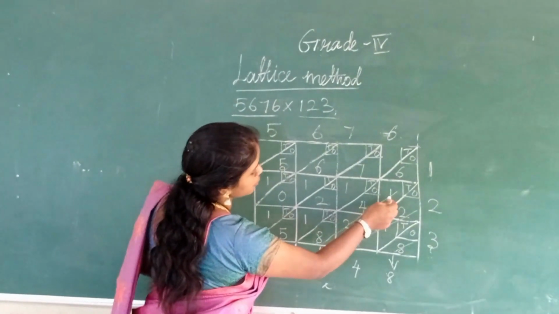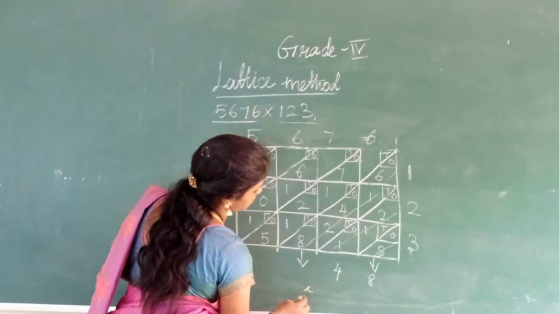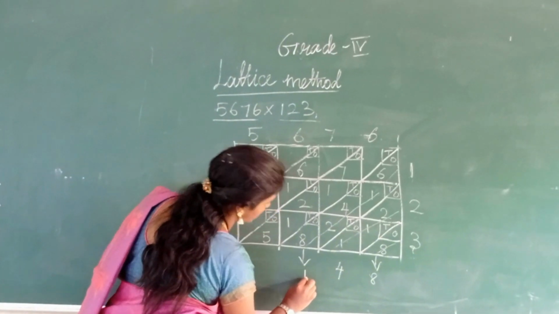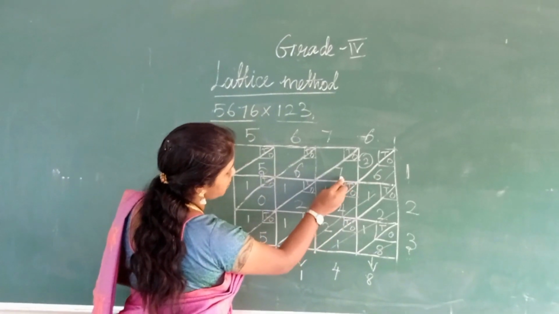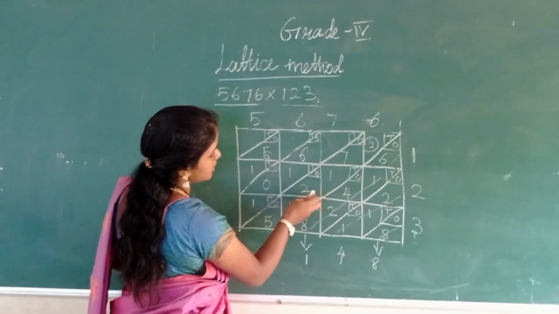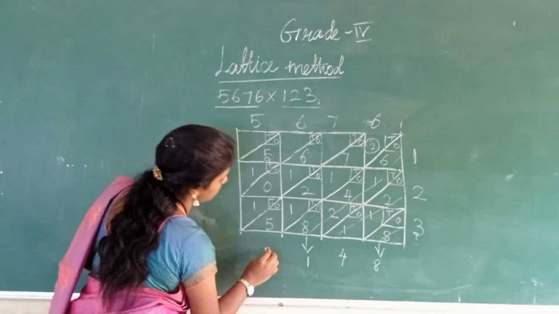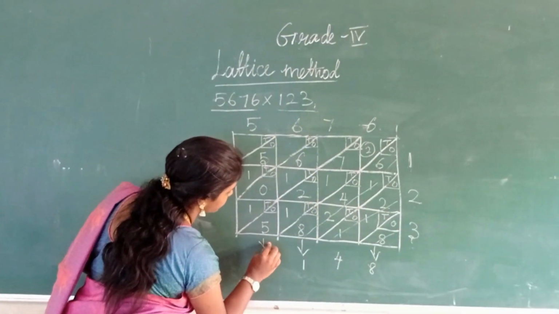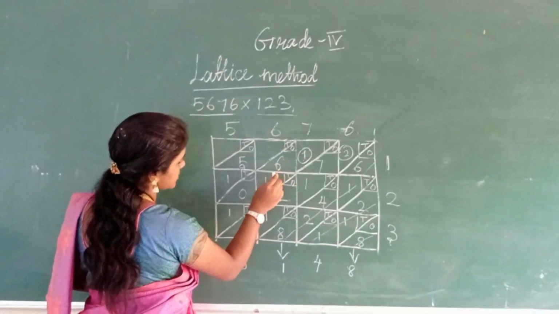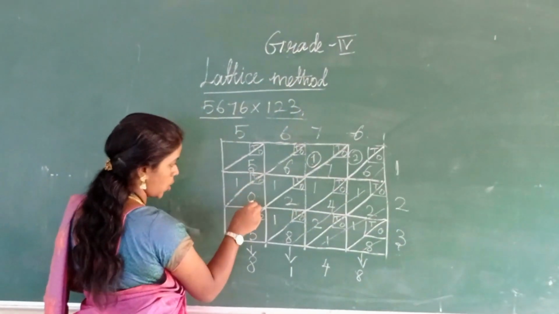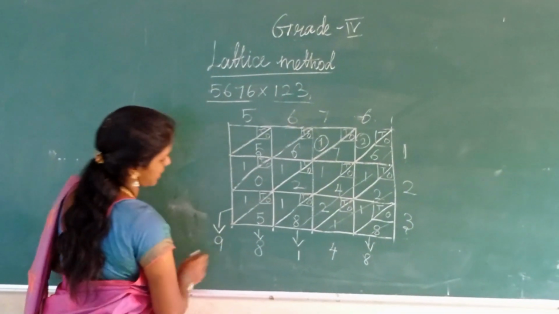10 plus 4, 14, 14 plus 1, 15, 15 plus 6, 21. For 21, I will put 1 down and I carry over the 2 here. So now 2 plus 7, 9, 9 plus 1, 10, 10 plus 2, 12, 12 plus 1, 13, 13 plus 5, 18. So I put 8 down and I carry over 1 here. So 1 plus 6, 7, 7 plus 1, 8, 8 plus 0 also 8, 8 plus 1, 9. So I will write 9 down.